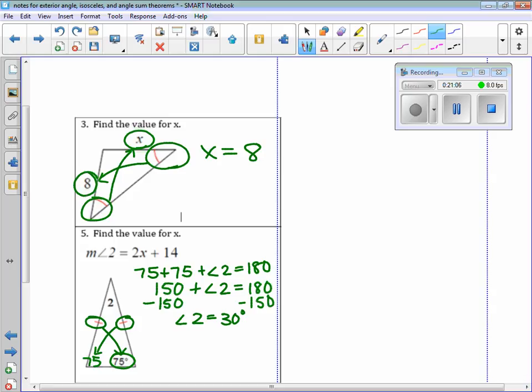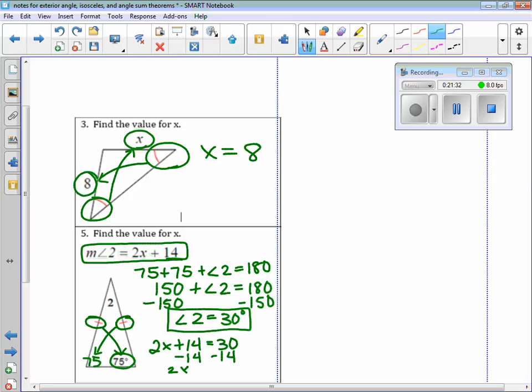Well, they asked me to solve for x, so if I go back to the question, they told me that the measure of angle 2 is 2x plus 14, but we just figured out that angle 2 is 30 degrees, so now we can set up the equation 2x plus 14 equals 30. So then we subtract 14, 2x equals 16, divide by 2, and x equals 8. So now I've solved for x and I'm done.